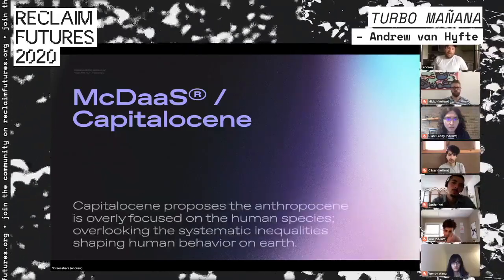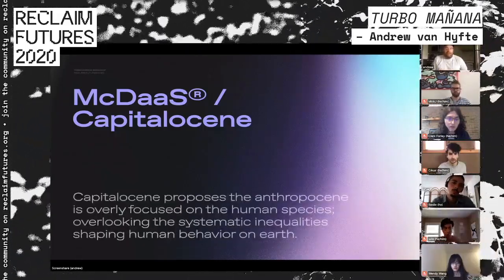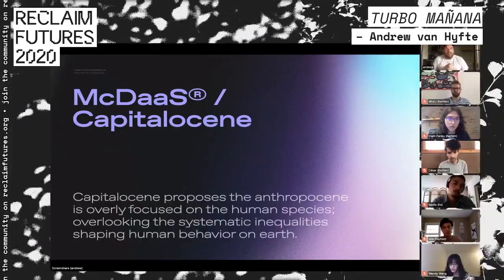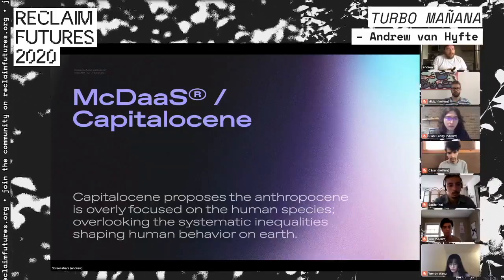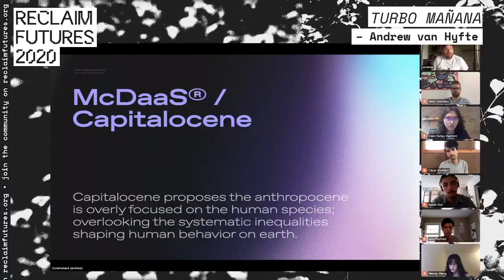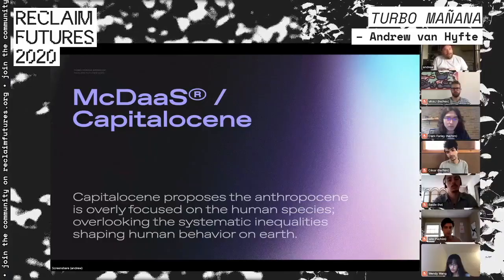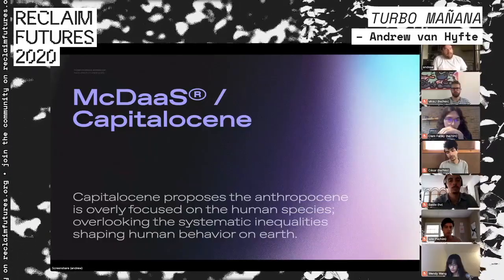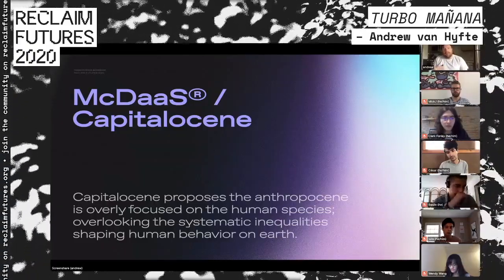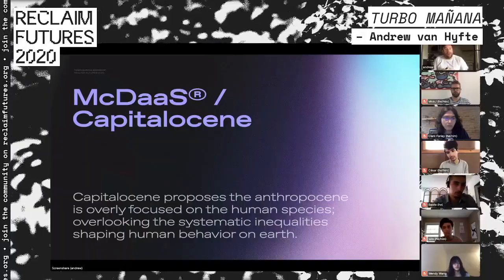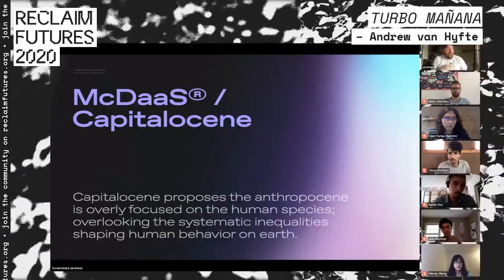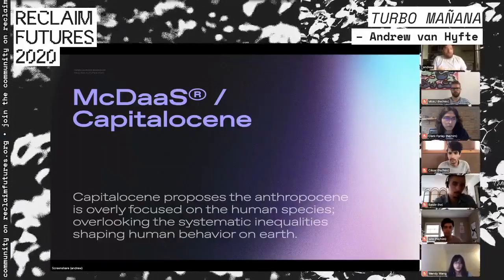Most of us should be familiar with the Anthropocene, which takes the point of view that humans are the root cause of the destruction of the Earth. But I would propose, and this isn't proposed by me, the Capitalocene is out there in the world, and I tend to agree with this take: it proposes that the Anthropocene is a little too focused on the human species, and sometimes overlooks the systematic inequalities that shape human behavior. So there's a bit of a cause and effect thing here that's important to keep in mind.